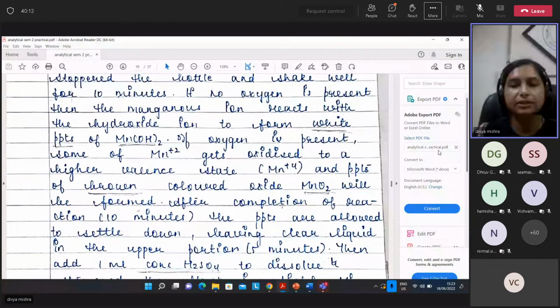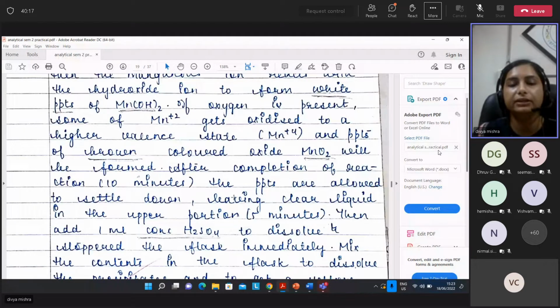Then we will allow it to settle for 10 minutes. After 10 minutes, you will see clear liquid in the upper portion. Then after 5 minutes, we will add 1 ml concentrated H2SO4 solution so that it is dissolved. Why? Because those reddish brown precipitates directly indicate the presence of oxygen in the solution. So we will fix it by adding the acid, and we will open it for adding. Then after addition, we will again stopper the flask.